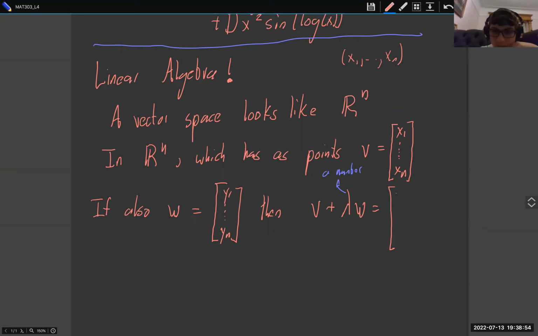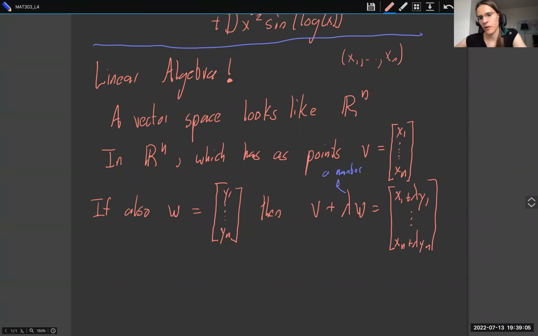x1 plus lambda y1. And so that's going to be the general form of it. Okay, so the point is that in a vector space, we can add and scale. And also we're going to assume that our vector space is spanned by n items.